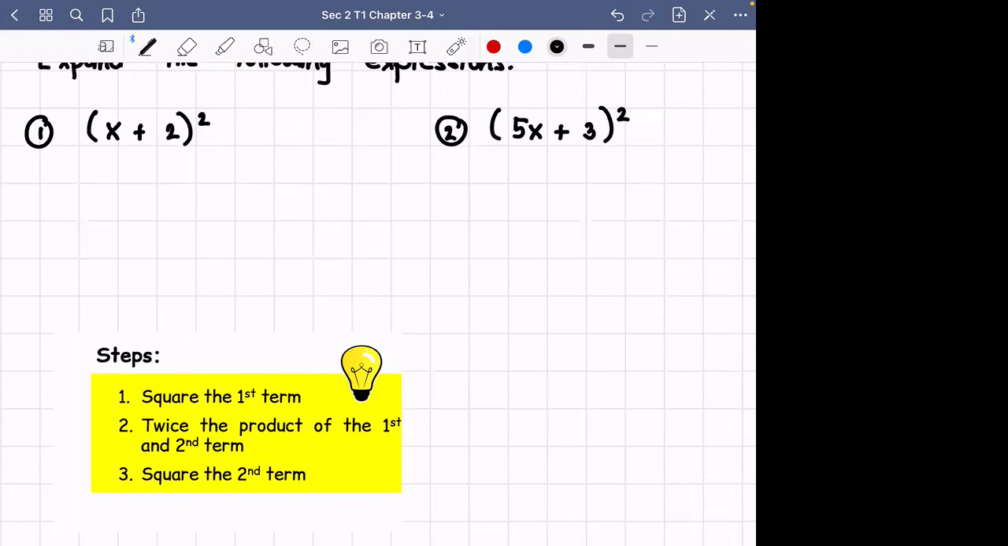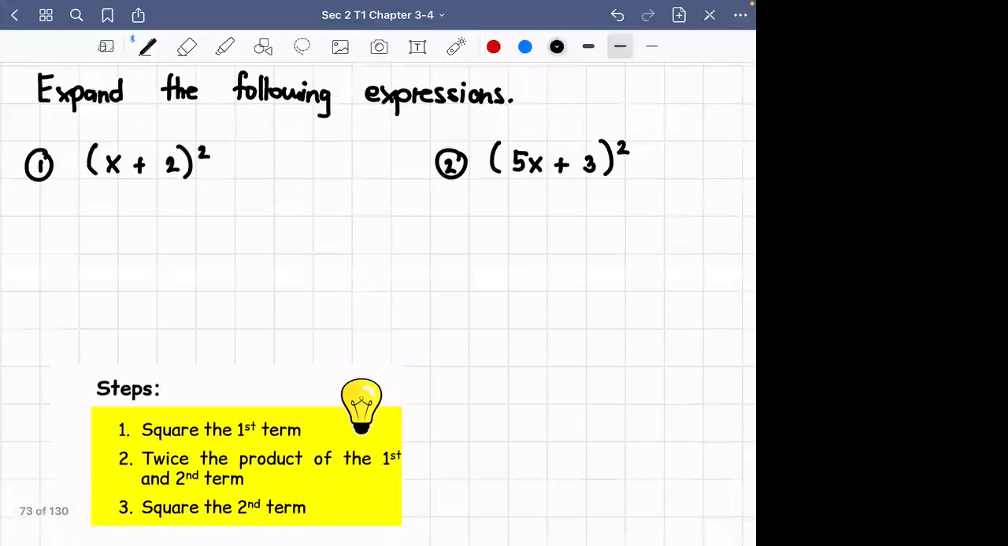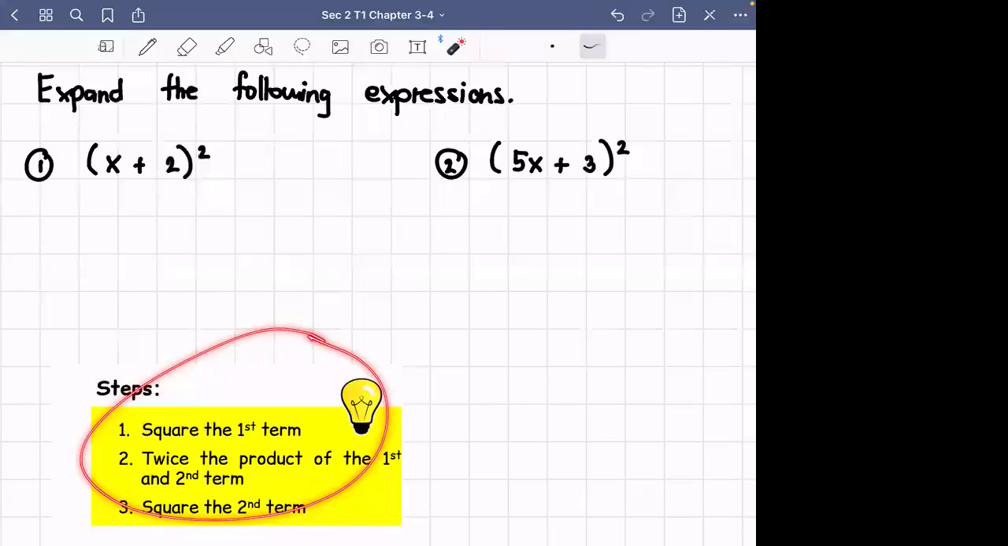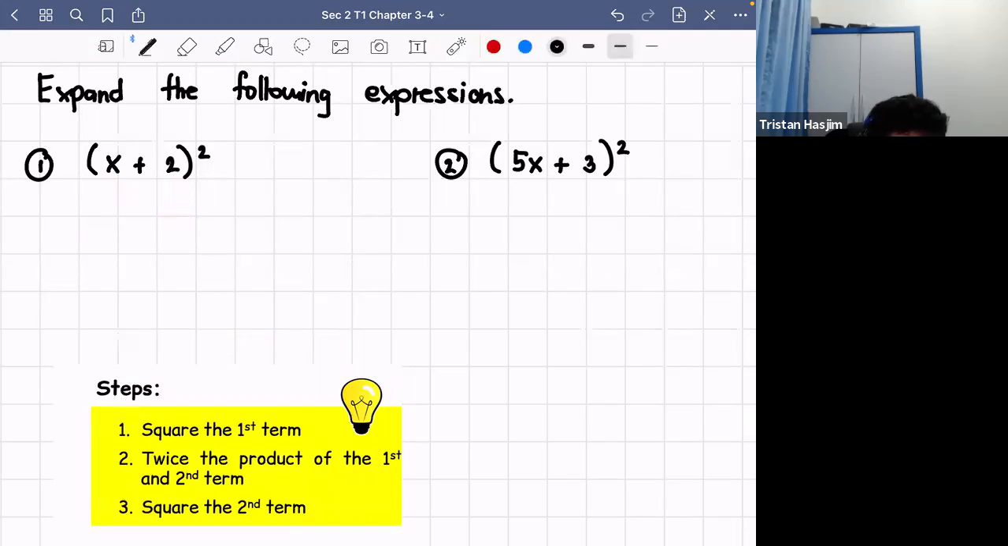Okay, so let's have number 1, letter A. So we have x plus 2 squared. Again, this is about expansion, but we now have special algebraic identities. These are specifically for algebra. I'll do the short method, following these steps right here. x is your first term, and 2 is your second term. Let's answer them now.